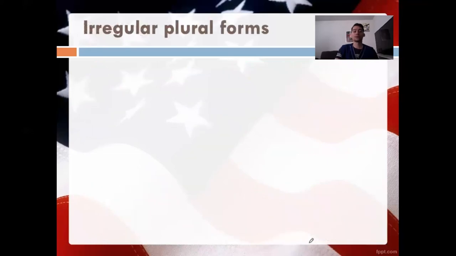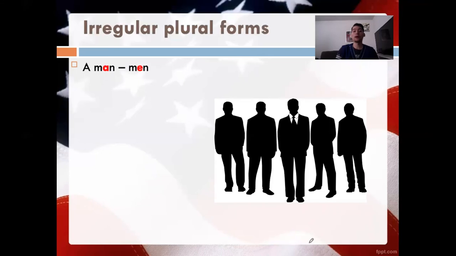Irregular plural forms. Mas o que acontece? In some cases, we have the irregular plural forms. Então, no inglês, nós também temos alguns substantivos que são irregulares. A gente não tem como fazer o plural colocando S, ES ou IES. Então, nós iremos fazer o plural utilizando uma forma diferente. Então, olha só. Man. One man. Então, homem. Um homem. Mais de um homem. Agora são homens.